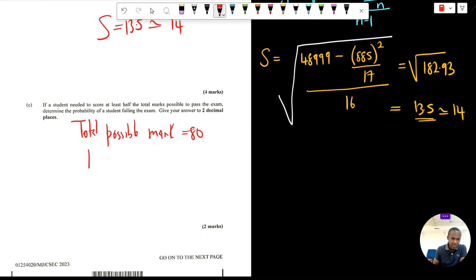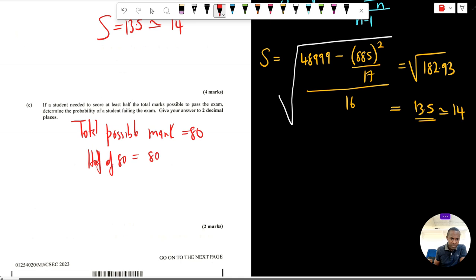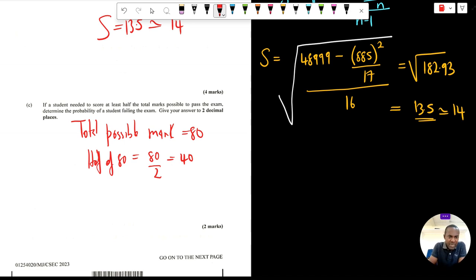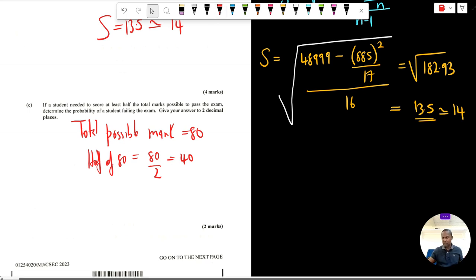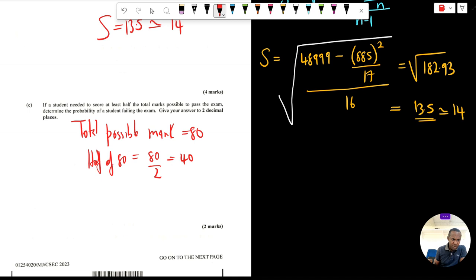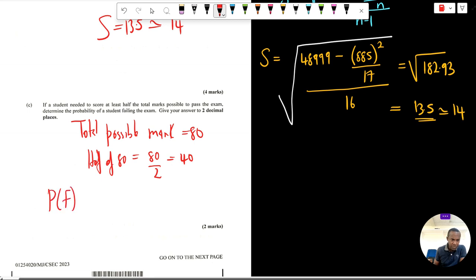And of course, half of that, so half of 80 is simply equal to 80 divided by 2, which is equal to 40. And so basically, according to this information, a student needs to score at least 40 in order to pass. And they therefore ask us, what is the probability of a student failing the exam? Now, how do we calculate this? At the simplest, to calculate the probability of a student failing, we're going to say that P of F is the probability of a student failing.